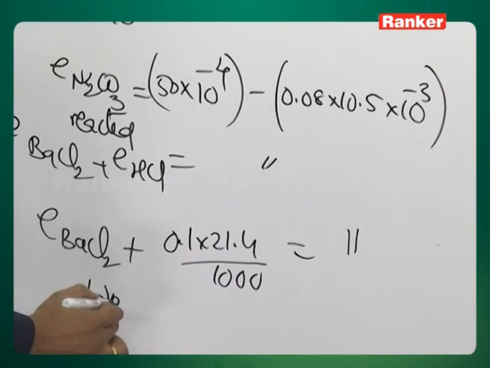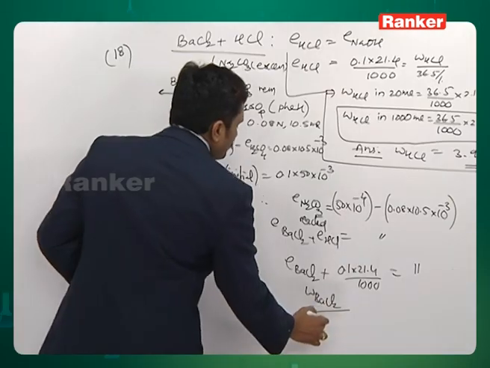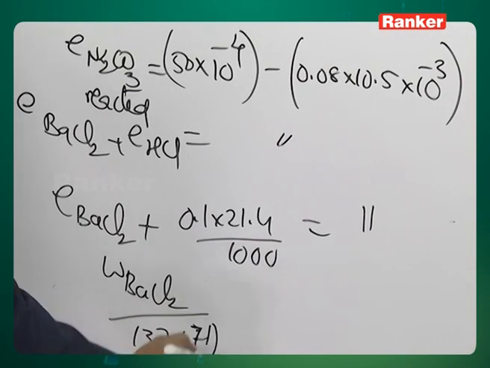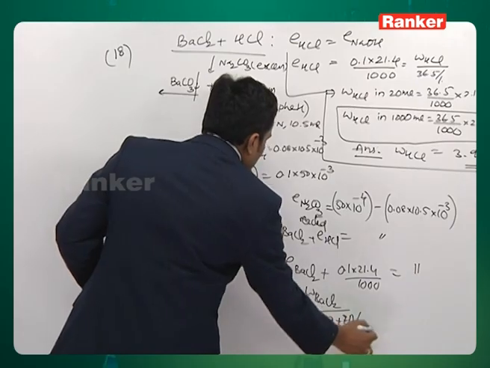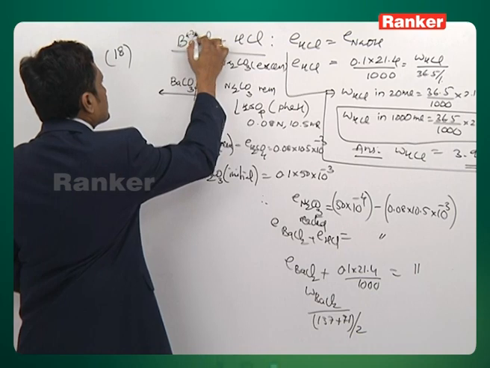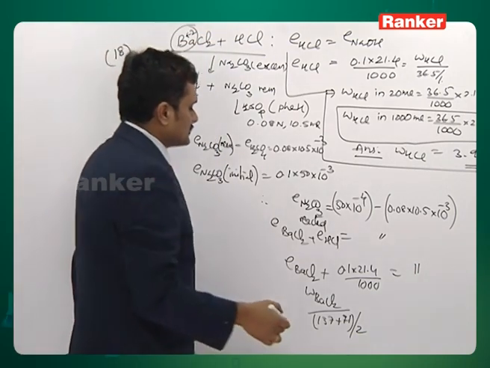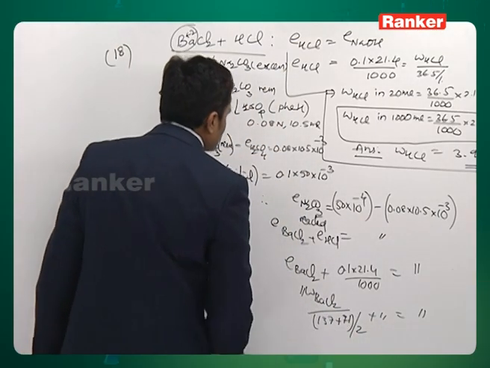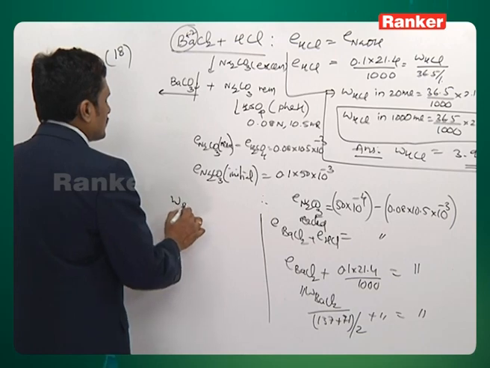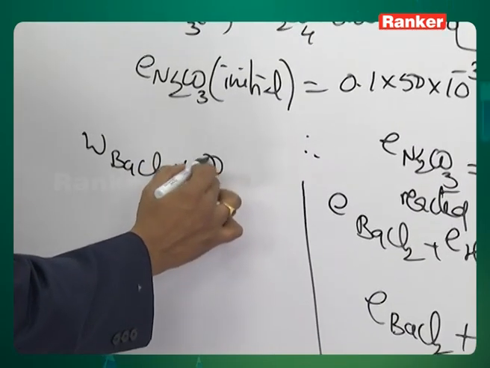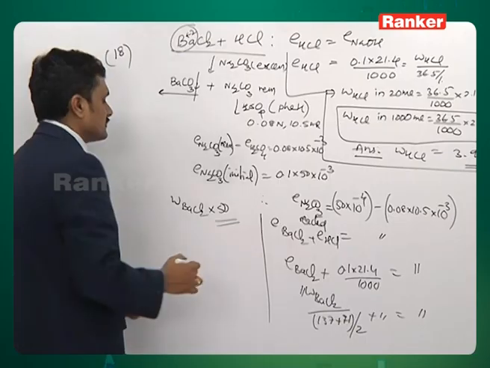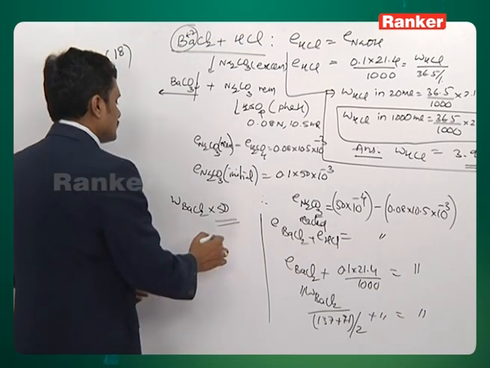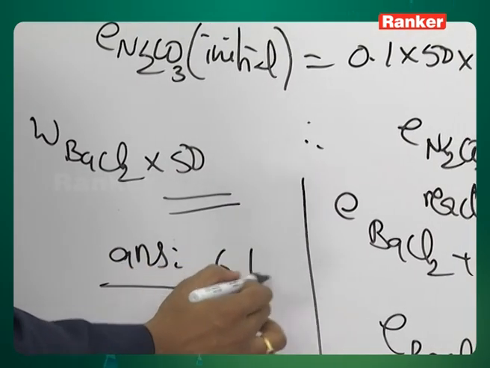So therefore I will write this as weight upon equivalent weight, 137 plus 71 is the molecular weight upon the n factor of barium chloride in this reaction, which is the total charge, taken as that much, this giving rise to the weight of BaCl2 present in 20 ml. Now after getting the weight of BaCl2 present over there, when I multiply this with 50, I'll be getting the weight of BaCl2 that is present in 1 liter of the solution, and the answer for this is 6.1 gram.